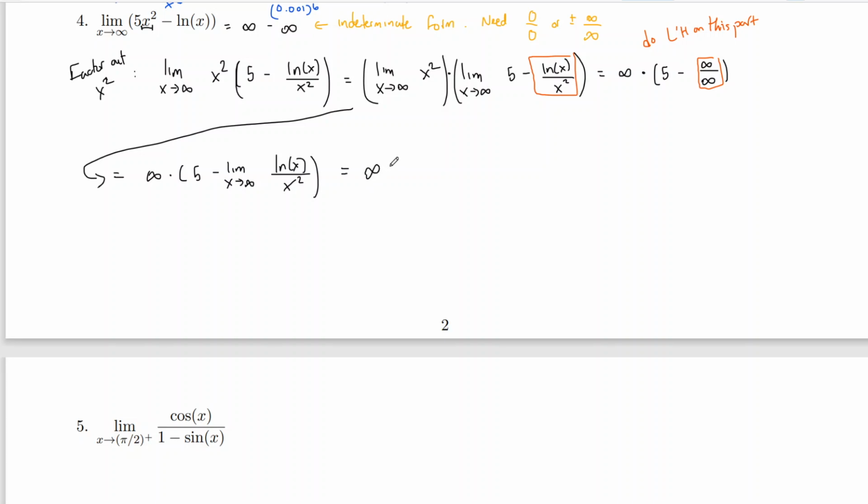All right, so we got infinity times 5 minus, and we're going to do L'Hopital's rule. Now we're only doing it on this part, but that's the only place we have a limit left, so that's fine. And when we do L'Hopital's rule, we do the limit as x goes to infinity. The derivative of natural log of x is 1 over x divided by the derivative of x squared, which is 2x.